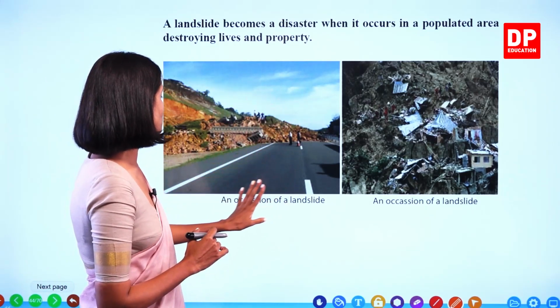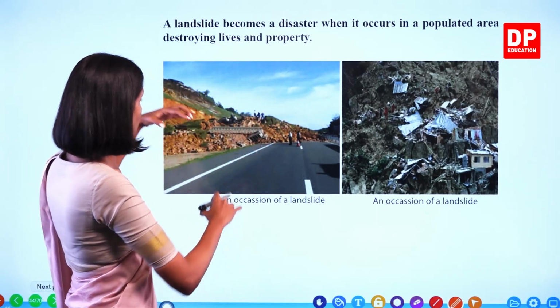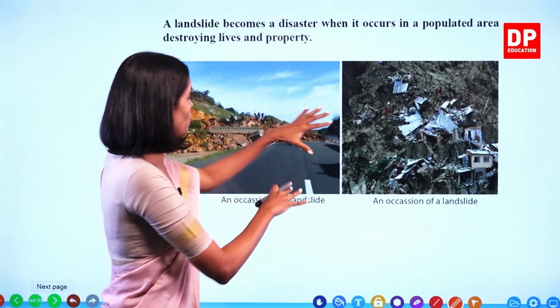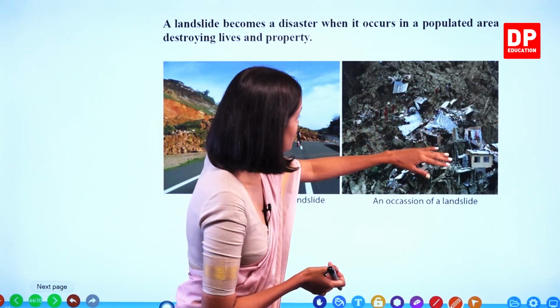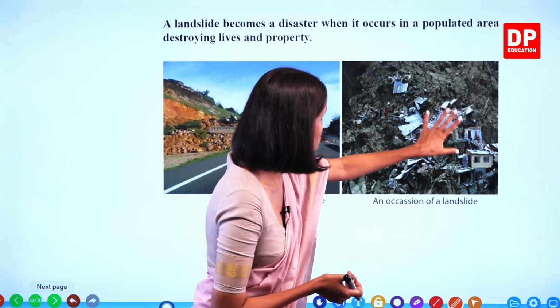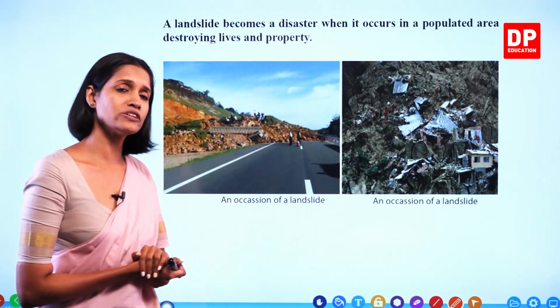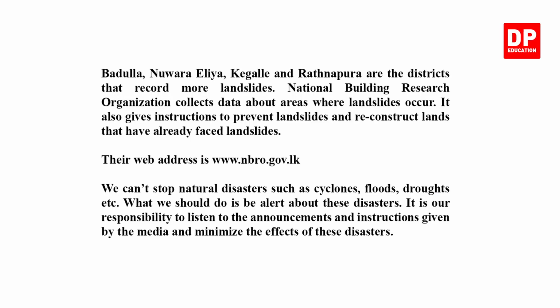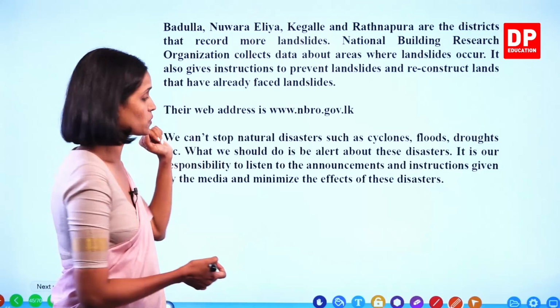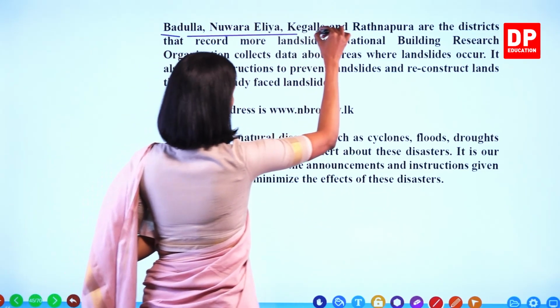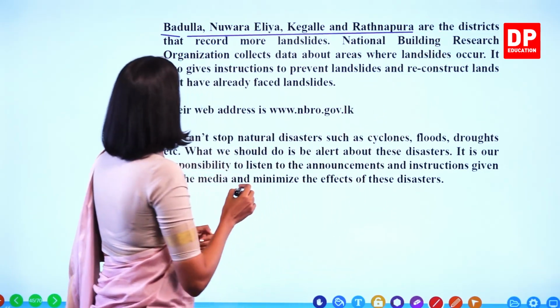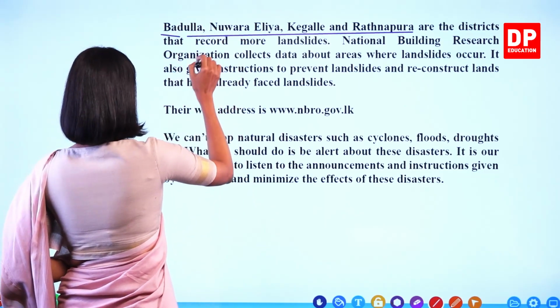So look at this one, an occasion of a landslide. Here all this soil has come to the road, blocking the path, right? An occasion of a landslide, another occasion, you all can see there are some buildings also affected, right, children? Okay, so look at this one. Badulla, Nuwara Eliya, Kegalle and Ratnapura are the districts that record more landslides, okay? These are the hilly areas.